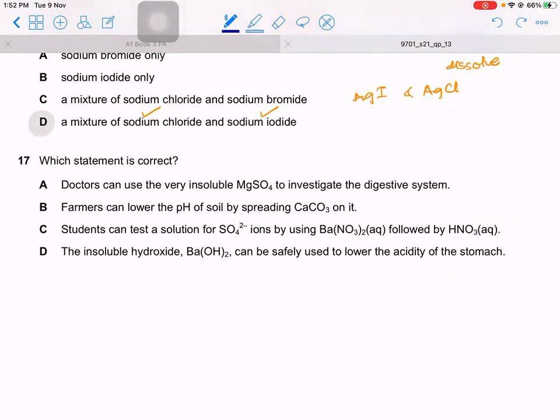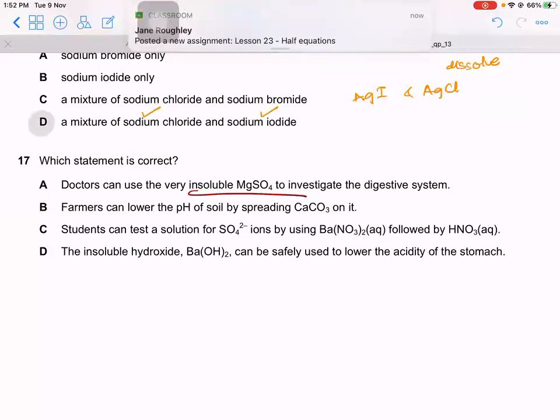Which statement is correct? Doctors can use the very insoluble magnesium sulfate to investigate the digestive system. Now, you know, magnesium sulfate is not insoluble. As we go down the group, the solubility of the sulfates decreases. So magnesium sulfate is soluble, barium sulfate is insoluble. So not true, because magnesium sulfate is not insoluble.